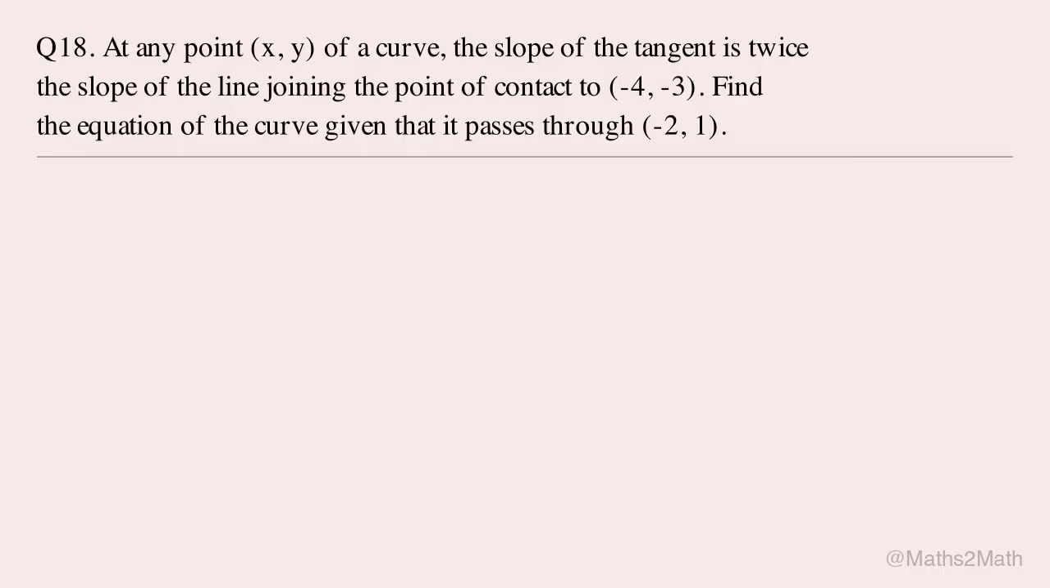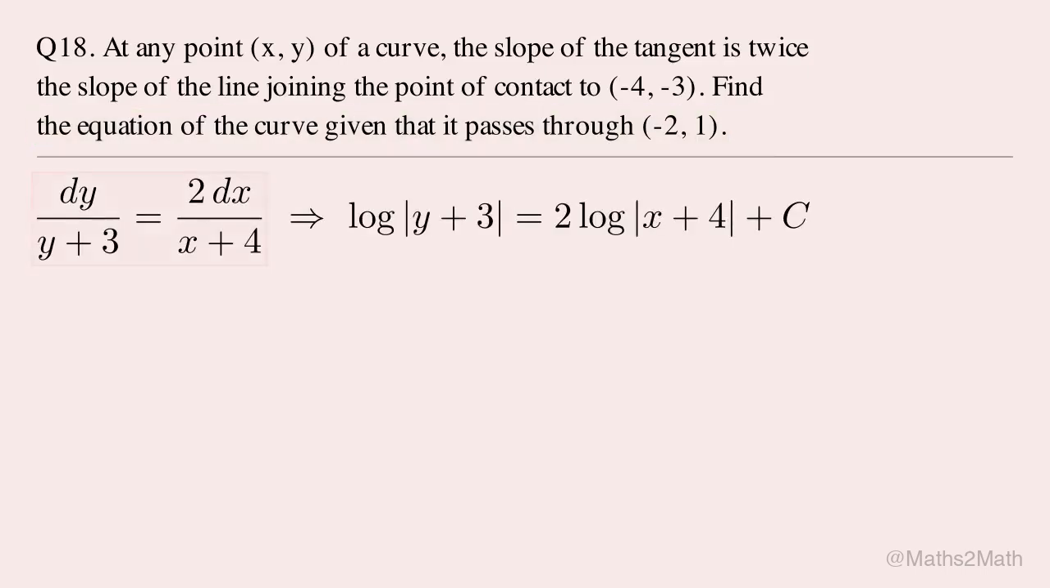Question 18. A geometric slope condition. The two shifted variables separate cleanly. Translate. y prime is twice y plus 3 over x plus 4, then separate. The point minus 2, 1 gives c equals 0, a parabola.